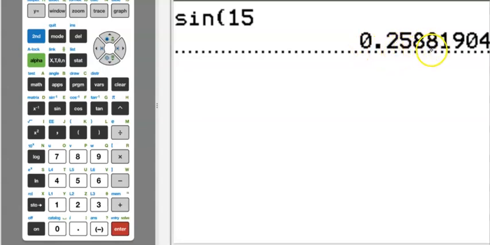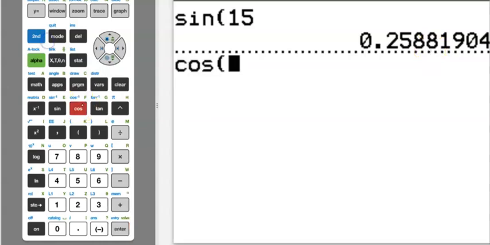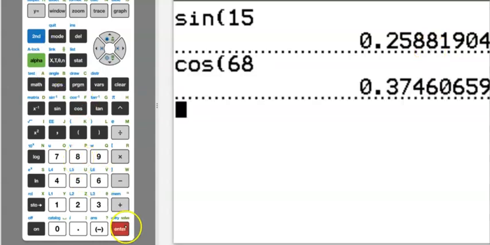The next one, number 5 on your notes, says cosine of 68. So we hit cosine 68, 0.3746. The number to the right of the 6 is 0, so again, that's going to stay the same. So the answer for number 5 is 0.3746. You should be writing that down on your paper.